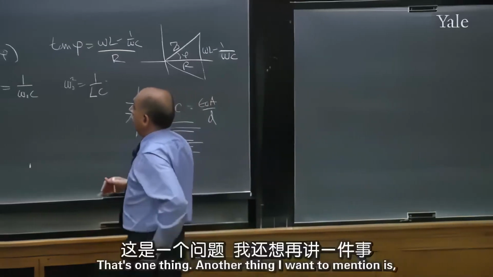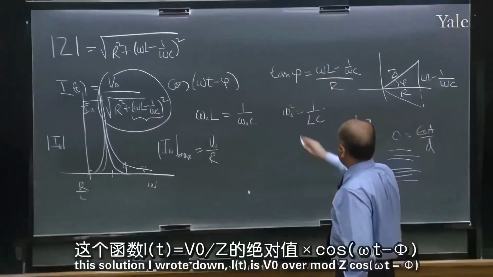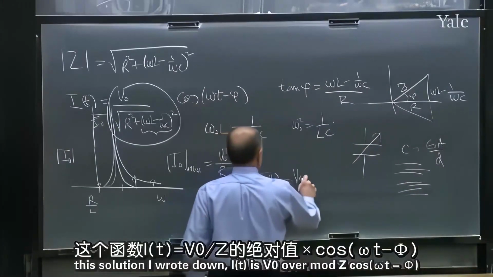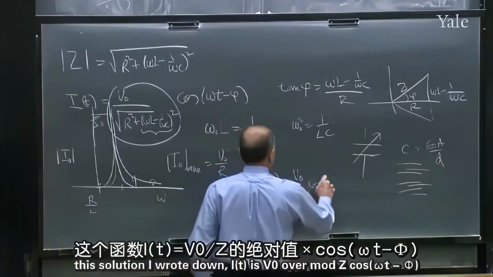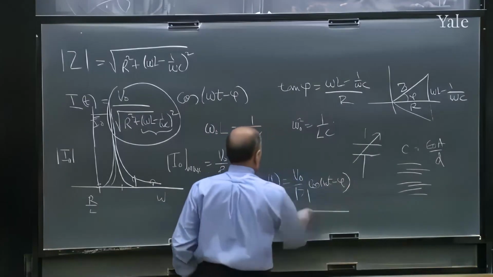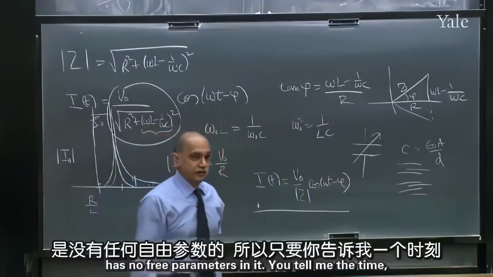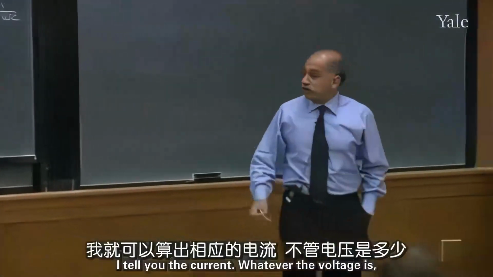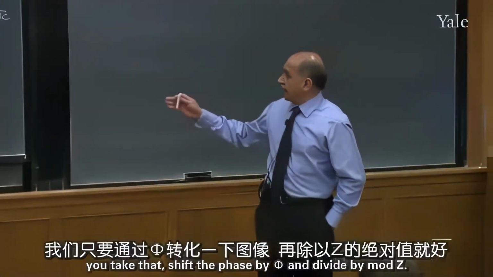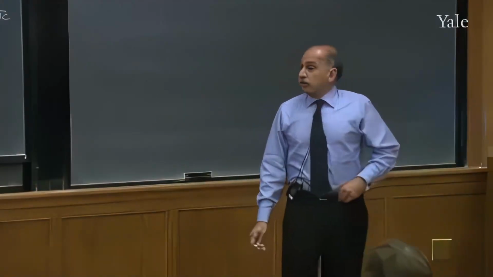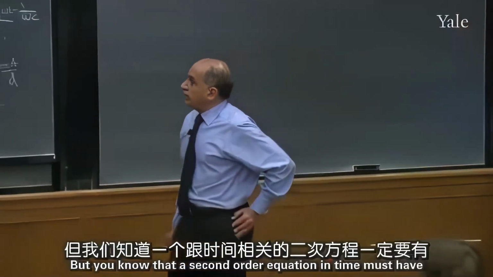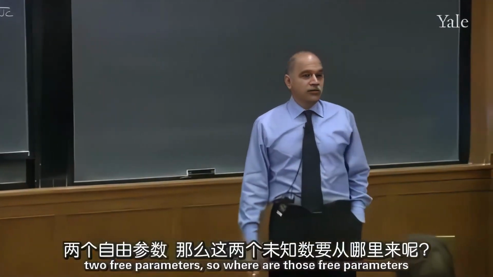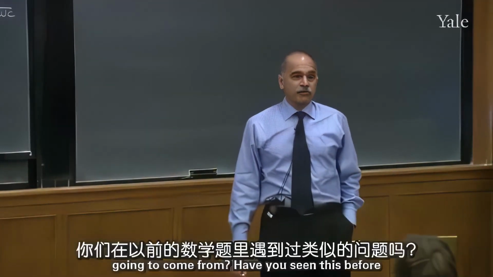Okay, so that's one thing. Another thing I want to mention is this solution. This solution I wrote down, I of t is V0 over mod z cosine omega t minus phi, has no free parameters in it. You tell me the time, I tell you the current. Whatever the voltage is, you take that, shift the phase by phi, and divide by mod z. But you know that a second order equation in time must have two free parameters. So where are those free parameters going to come from?